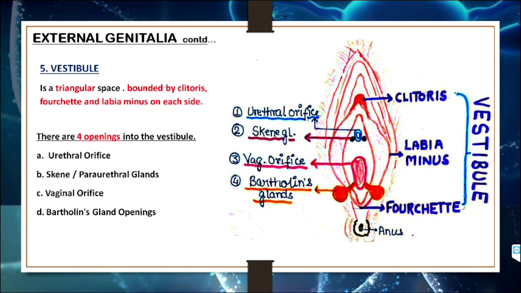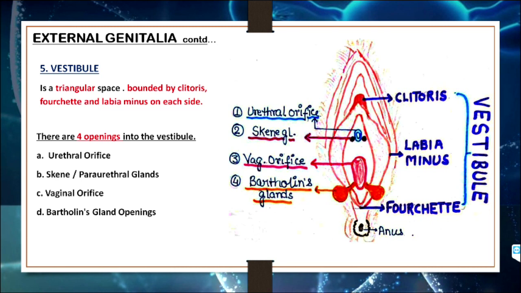Especially, the vestibule has 4 main openings. First is the urethral orifice. Around the urethral orifice, you can see there are a pair of skene glands. The skene glands open in a duct, and this duct opens in the urethral orifice. So skene glands generally are 2 in number, and they are homologous to the prostate gland in male.